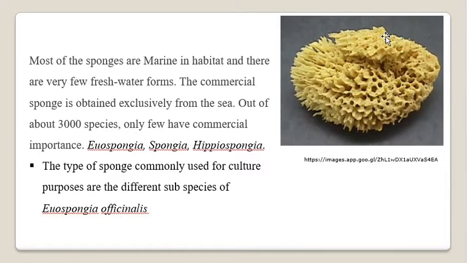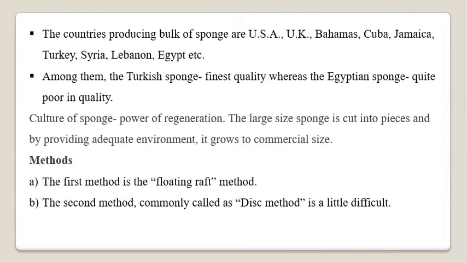The type of sponge most commonly used for culture purposes, the most preferable, is Euspongia officinalis. Number of species are there; they have been selected and utilized as a cultured form of animal, that is, sponge.